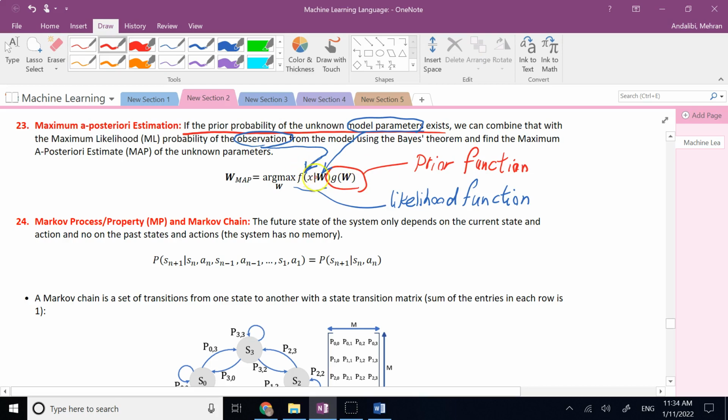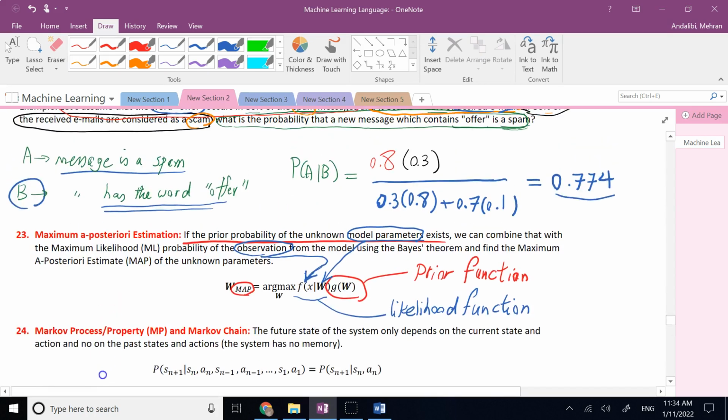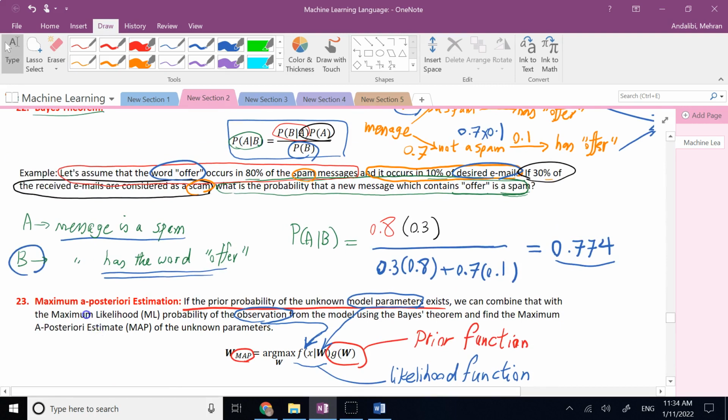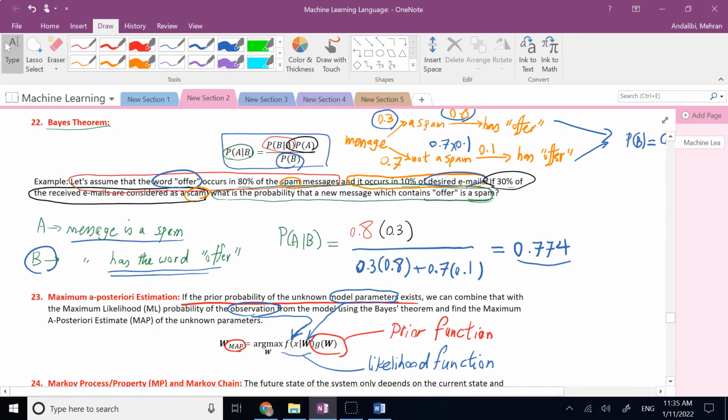If you have these two functions, then I multiply them together and get the maximum of that w function, and that is called maximum a posteriori. And you might say, well, what does it have to do with the Bayes theorem? So let me show you.